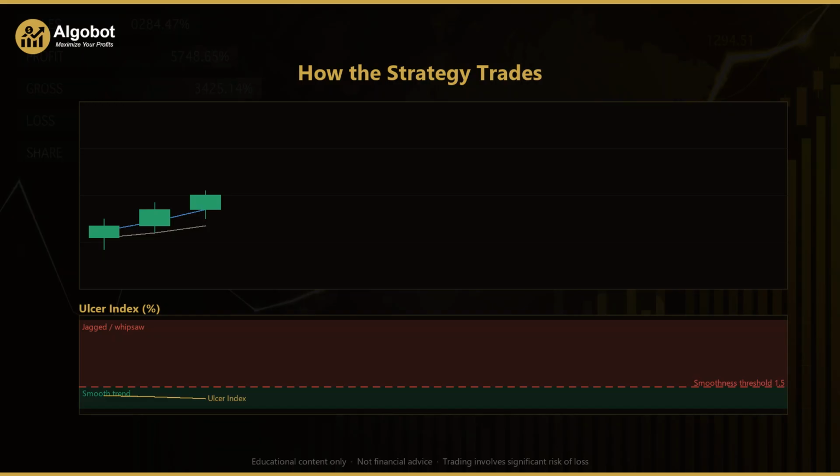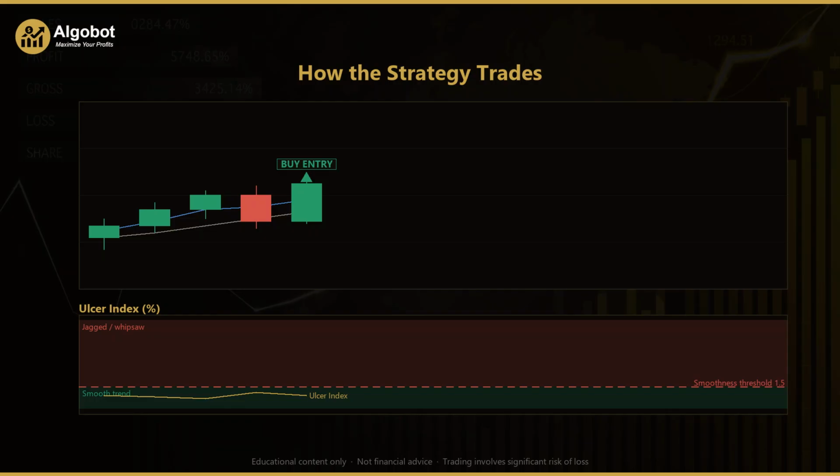Below the candles is the Ulcer Index panel, with its smoothness threshold drawn at 1.5. When the Ulcer Index sits in the green zone below that line, the trend is smooth and orderly. When it climbs into the red zone above the line, the trend has turned jagged and whipsawy, and the strategy stands aside. Watch the opening candles.